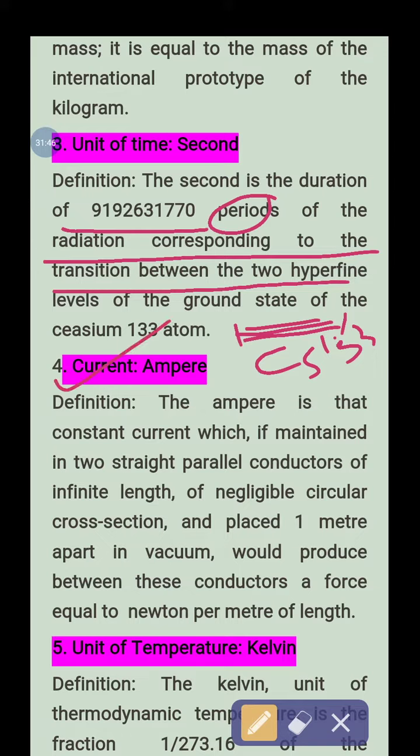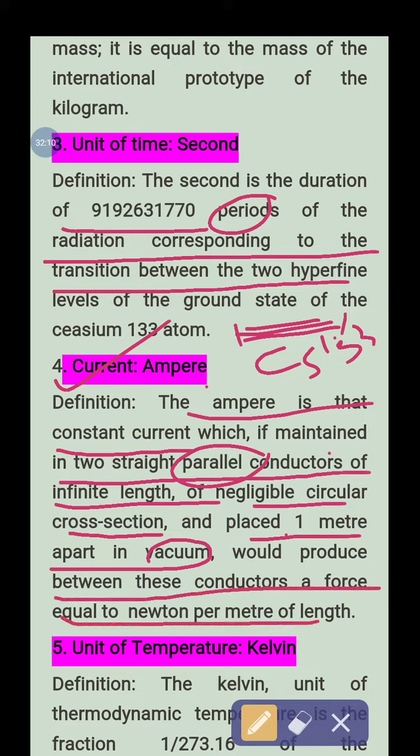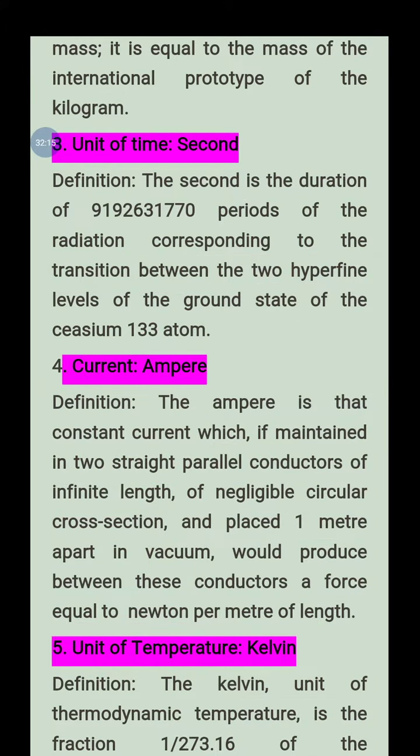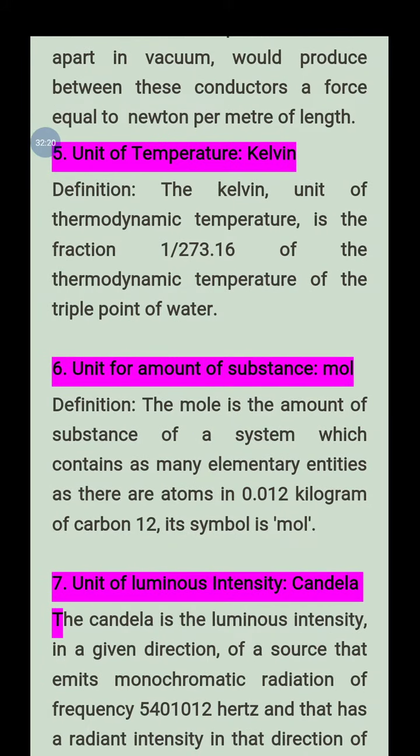Now current, the unit is ampere. The ampere is that constant current which, maintained in two straight parallel conductors of infinite length, of negligible circular cross section, and placed 1 meter apart in vacuum, would produce between these conductors a force equal to 2×10^-7 newton per meter of length. Okay, you should learn these definitions. Generally they are not coming in the examination, but for your general knowledge you have to learn them.